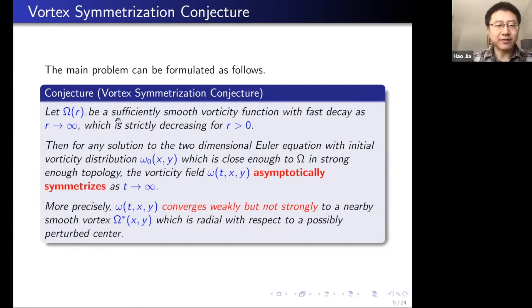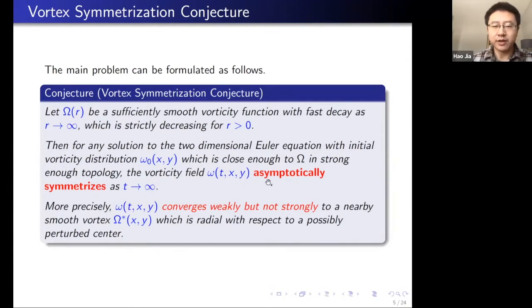It's natural, right? You don't want to create a problem by assuming something is non-smooth. So everything is smooth and decays fast. This background flow is very nice. Then you consider some initial vorticity field which is close to this radial vorticity. So omega naught is close to capital Omega in some topology, which could be as strong as you like, for instance Gevrey space, or the infinitely smooth category. Then we want to say that the solution of the 2D Euler equation starting with this initial data asymptotically symmetrizes as t goes to infinity.